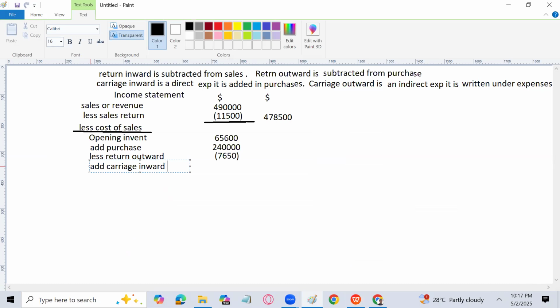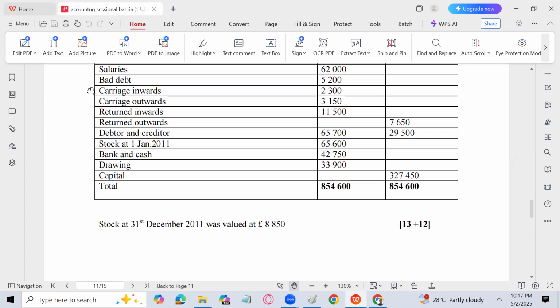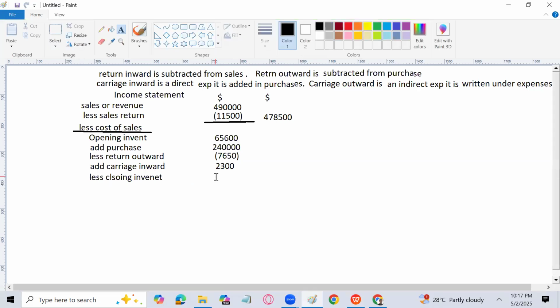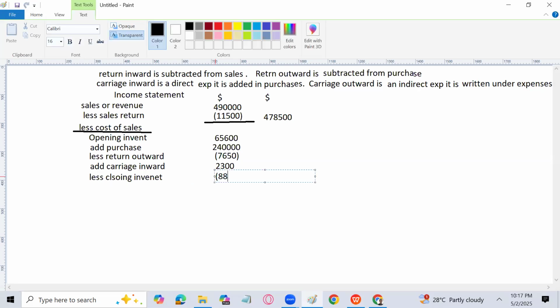Add carriage inward, and that is 2300, because it is basically incurred to bring the goods into the factory. And less, I am going to less the closing inventory. So closing inventory will be subtracted, and it is given under the trial balance. Closing inventory is always given under the trial balance, 8850. I will subtract here closing inventory, 8850.